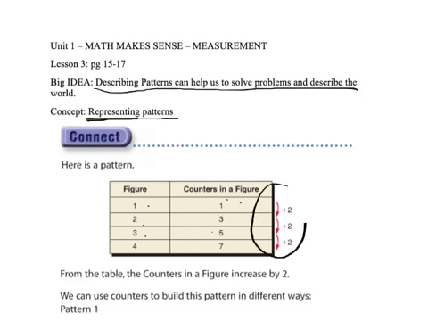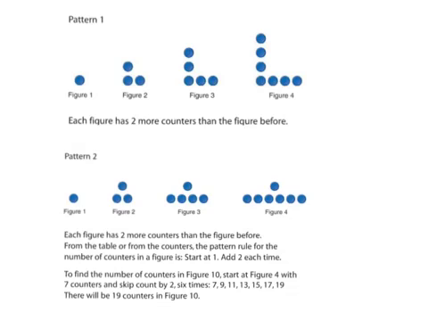And here they noticed an output to output rule. This is called the output, and we're looking from one output to the next output to the next output. And we can see it's increasing by 2, or the number of counters is increasing by 2. All right, and here we have one pattern, pattern 1.